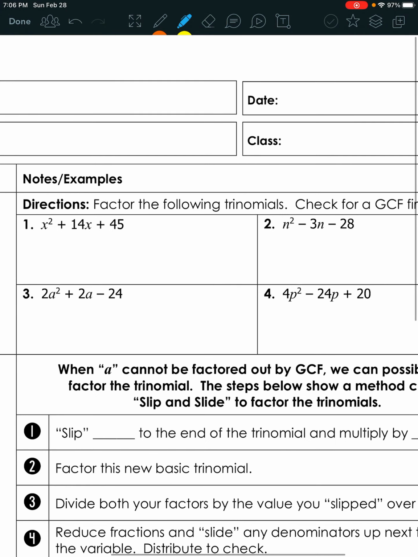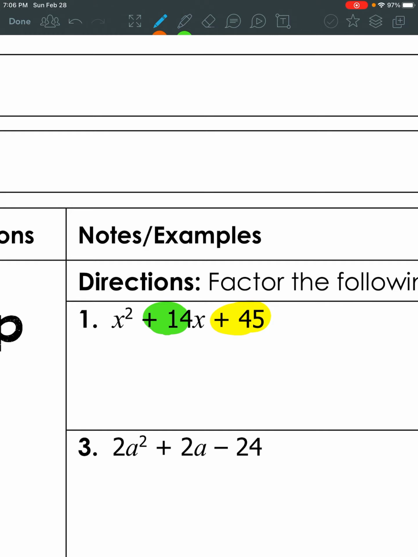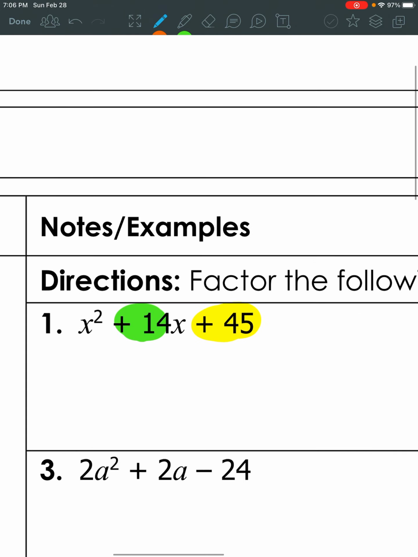So our first 4 examples here are review. Pause the video and see if you can factor those 4 and get them correct. Remember that what we're doing is looking at our c value, what multiplies to our c value, but then adds to our b value, the middle term. So we would look at factors of 45, what multiplies to 45, and remember it does help to make that list and list them all out.